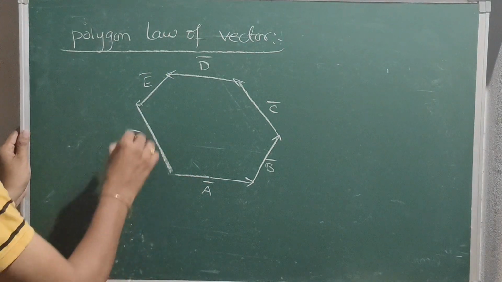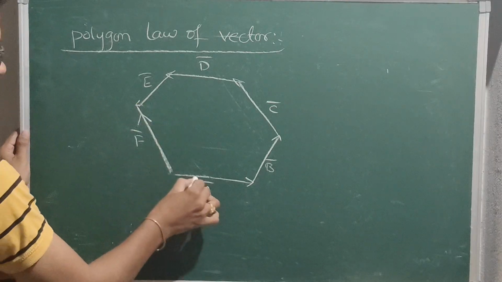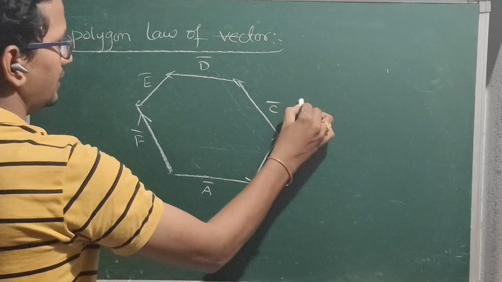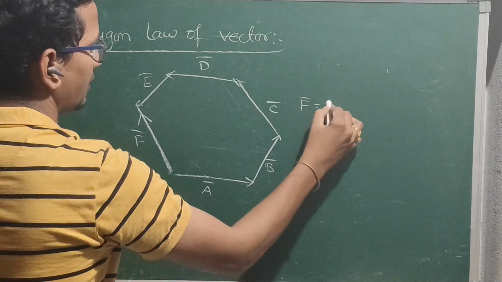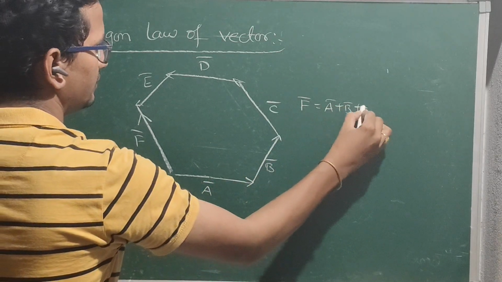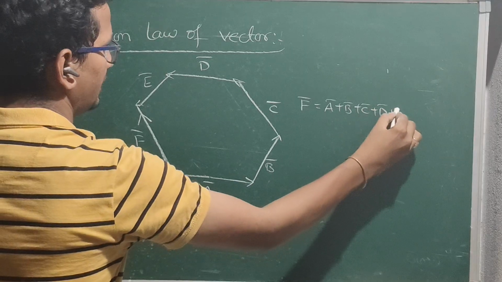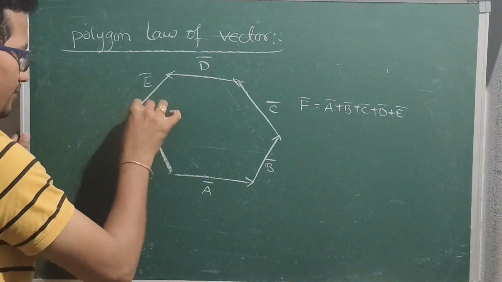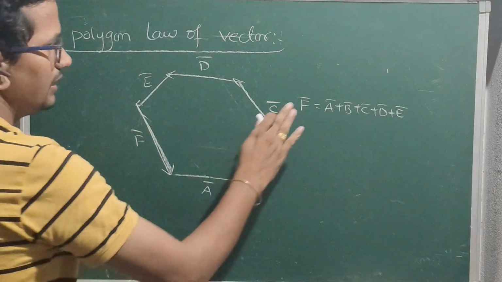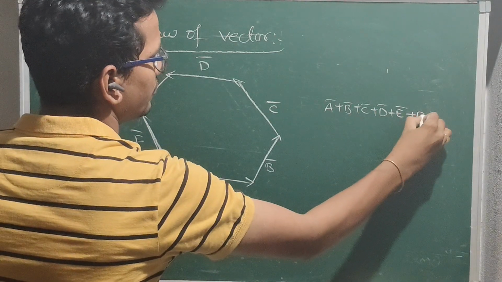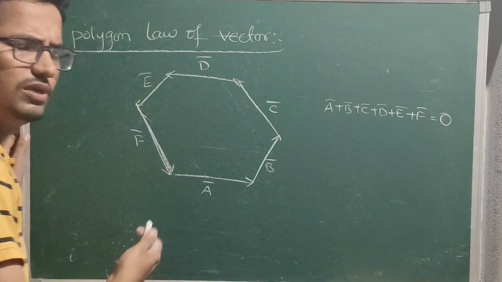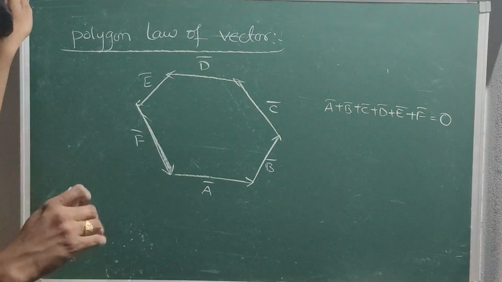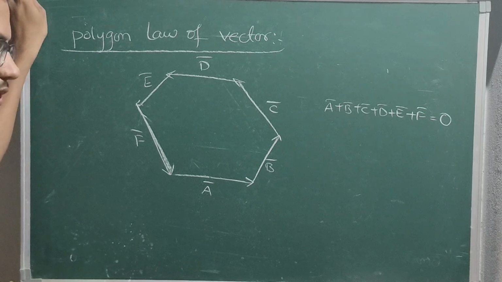If you want to take the opposite direction, with all the vectors in the same direction, opposite to the resultant vector, then what do we need to write? F bar is equal to a bar plus b bar plus c bar plus d bar plus e bar. That's what we can write. If they are in the same direction, what do we need to write? We can add this one plus f bar is equal to 0. It is similar to the triangle law of vector. But one more important condition is there. What is the important condition?